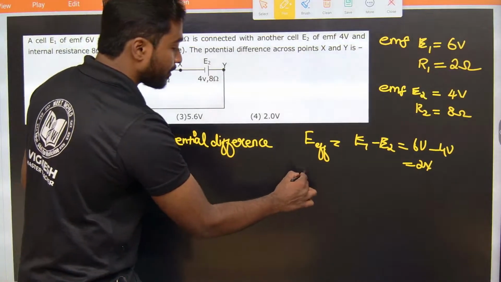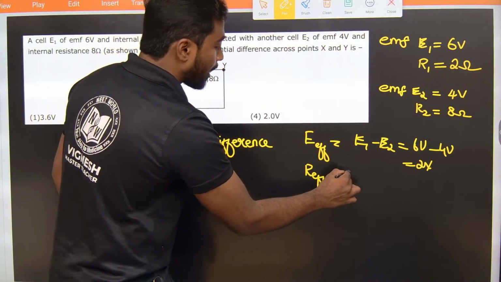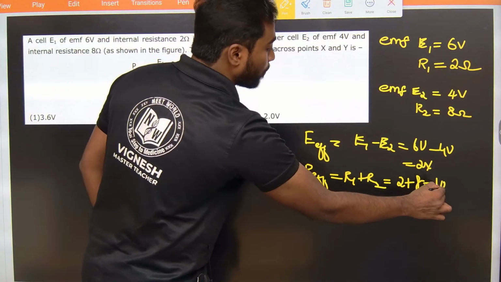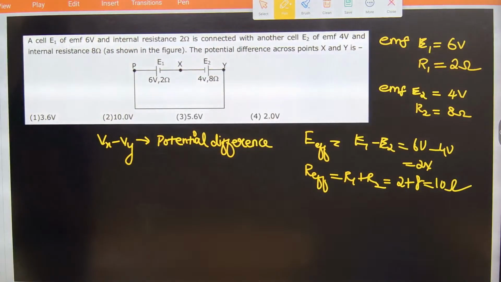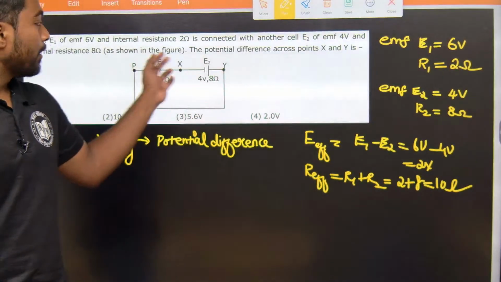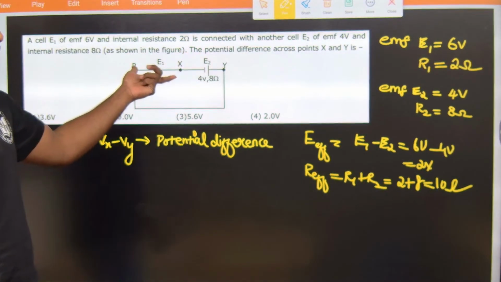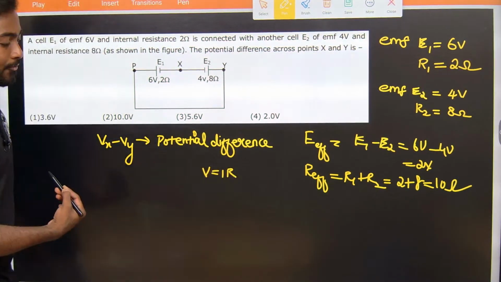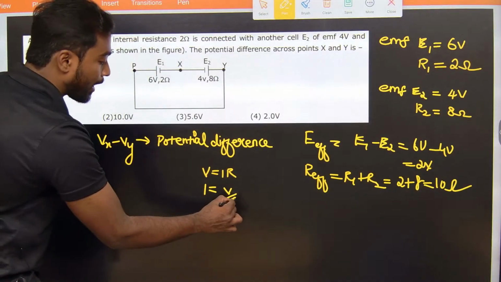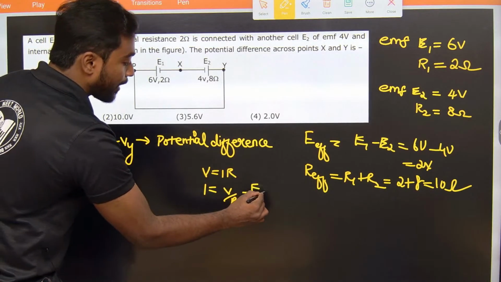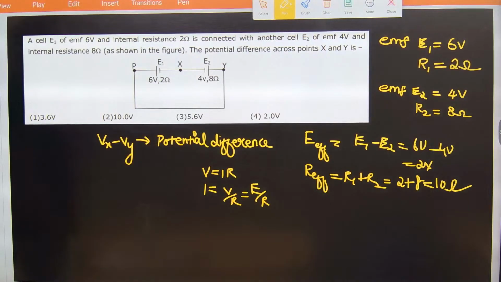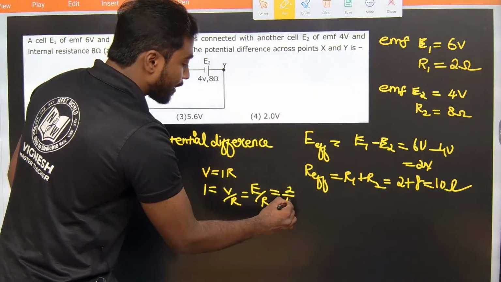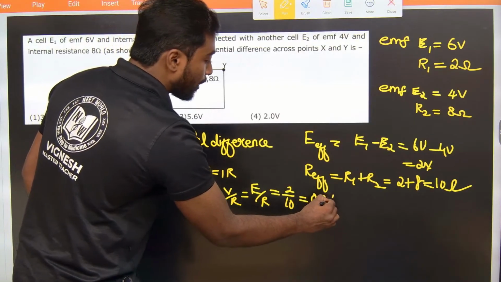What about R effective? R effective is R1 plus R2, which is 2 plus 8, 10 ohm. Okay. So from this, can I find what current goes across these points? So V is equal to IR is the formula, where I is equal to V by R. So we can take E by R also, EMF by R. What is EMF? 2. What is resistance? 10. So 2 by 10, it is 0.2 ampere.